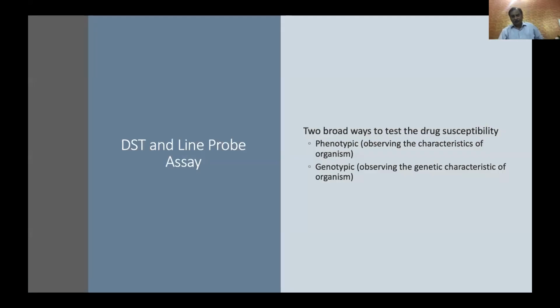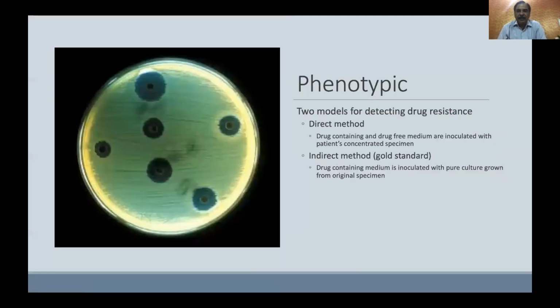Now, you can also look at the sensitivity of the drug. And then there are two ways, which is the DST and the line probe assays. The broad ways to test drug resistance or sensitivity are the phenotypic and the genotypic. Now, in the phenotypic, there are two models. One is you inoculate the specimen on two media. One has the drug, the other one doesn't. So if the drug is able to inhibit the growth of the bacteria, then it means that it is sensitive to that drug.